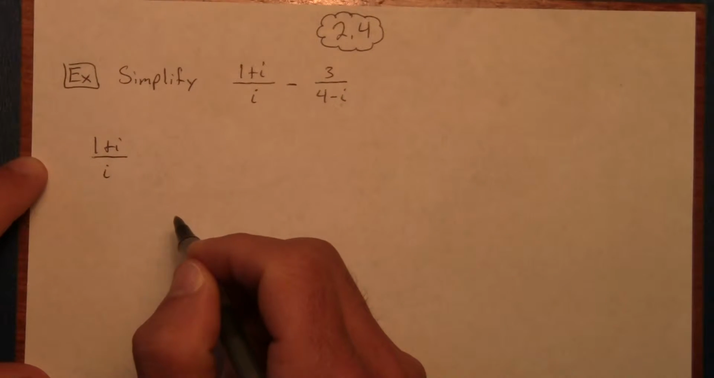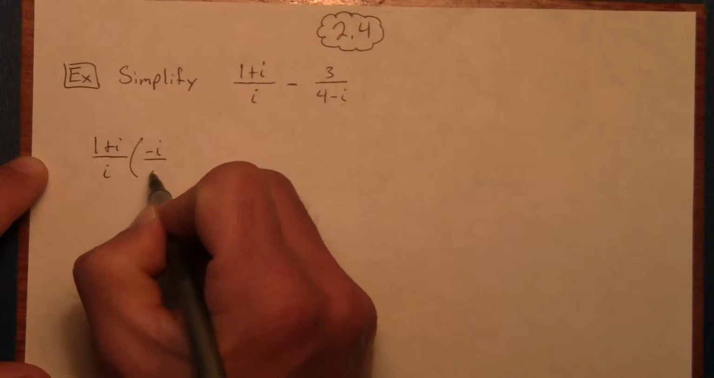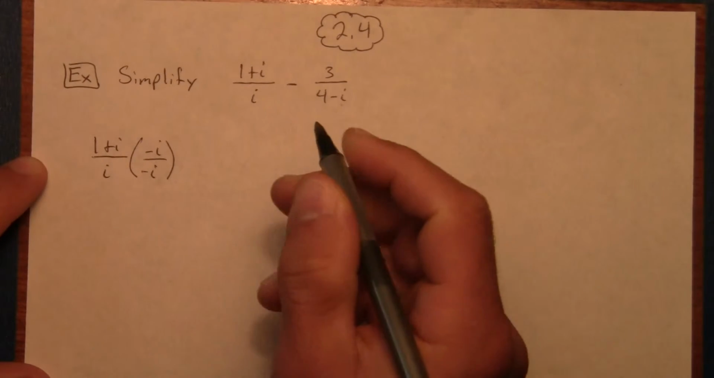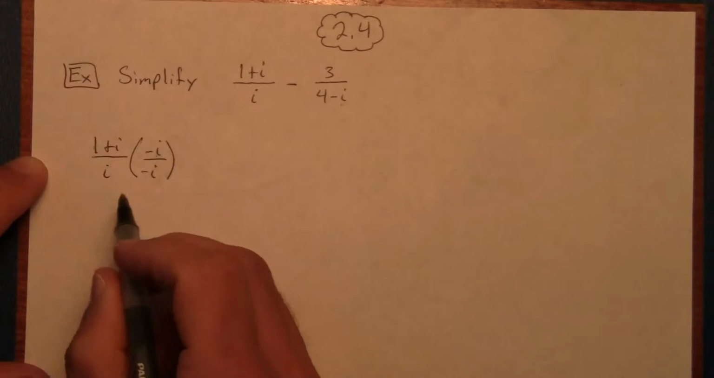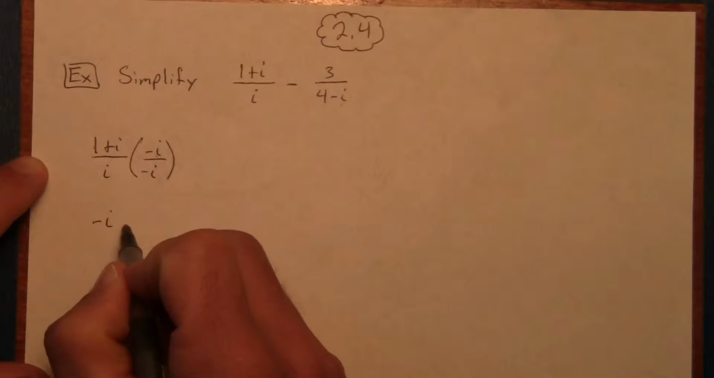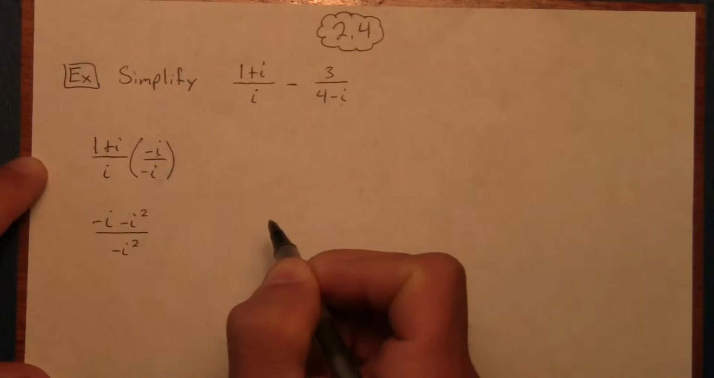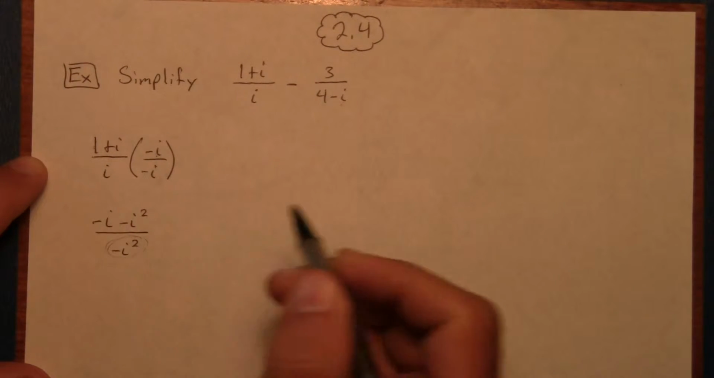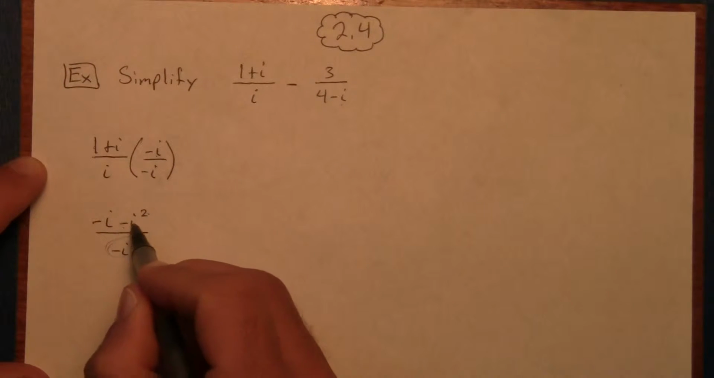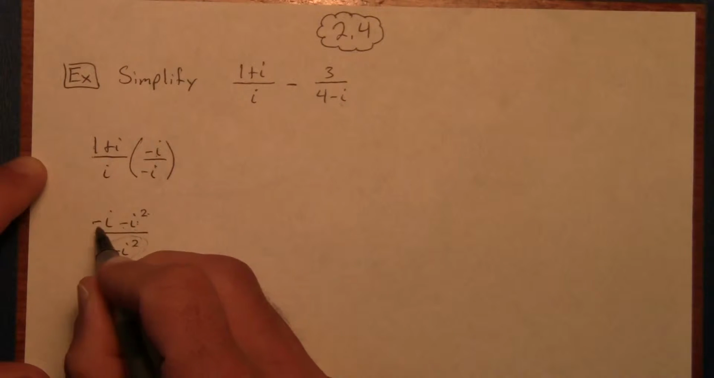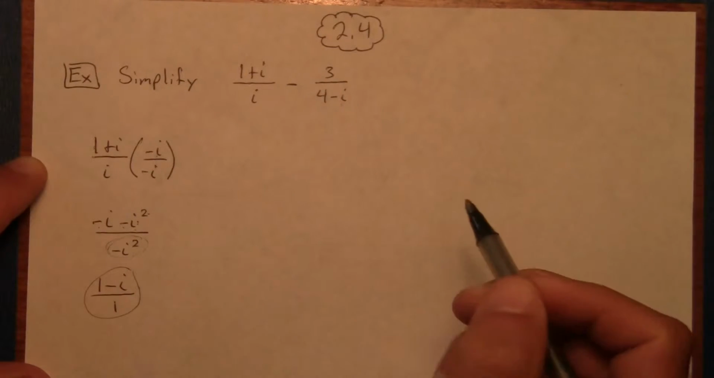Alright, so 1 plus i over i. If I want to simplify just that term, usually you want to multiply by the conjugate of the denominator. So I'm going to multiply by negative i. If you multiply by positive i, it would be fine. You eventually will get the same answer. And if I go ahead and distribute in the numerator, I'm going to get negative i minus i squared over negative i squared. I know the negative i squared here is going to change into 1. This is also going to change into 1. Remember, i squared is negative 1, so it's negative negative 1. So this is actually 1 minus i over 1.